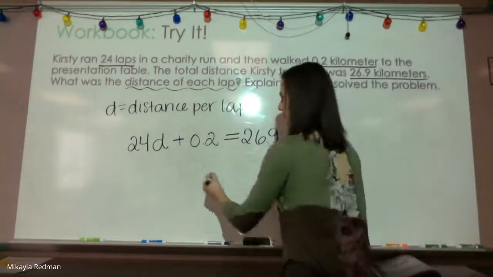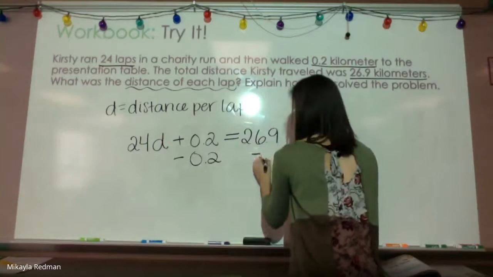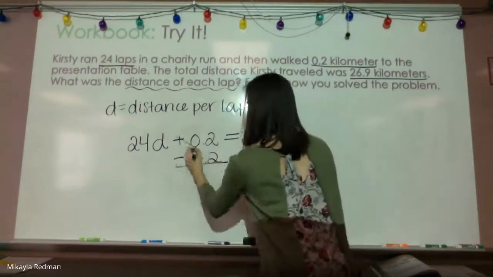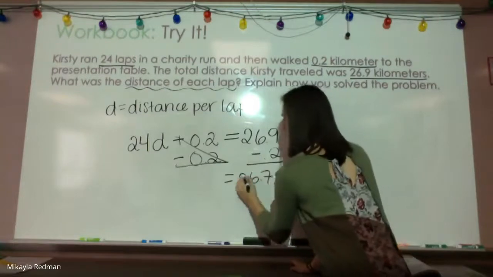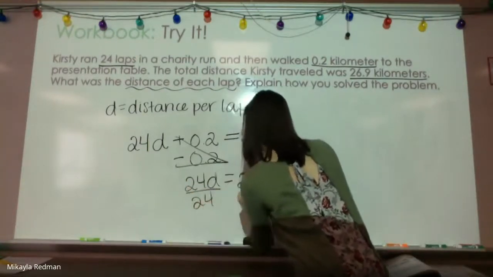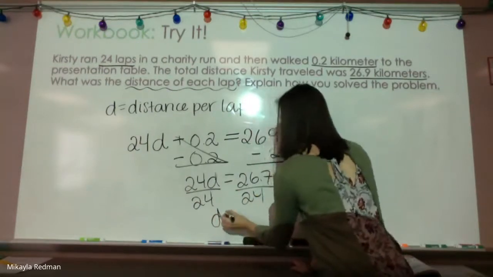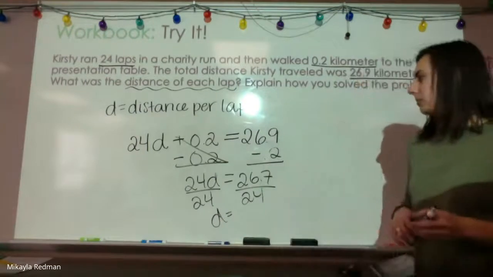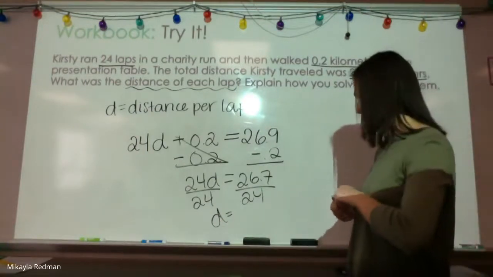Now we can solve. So first subtract. So here we get 26.7 is equal to 24d. Divide by 24. And you're going to get some decimal for that, 1.1 something. We'll have to look.